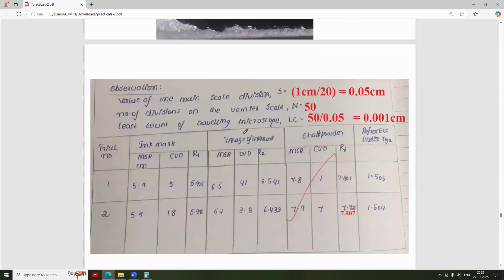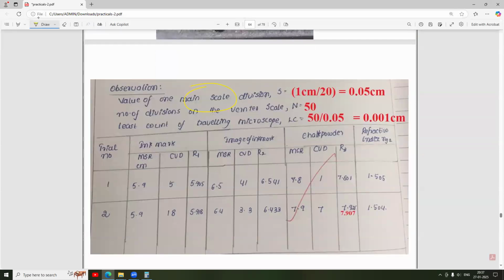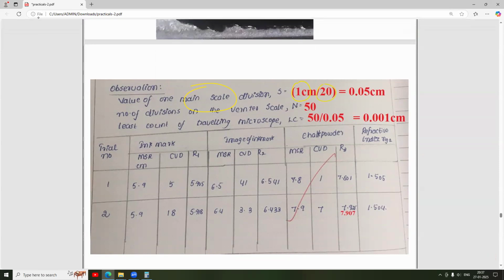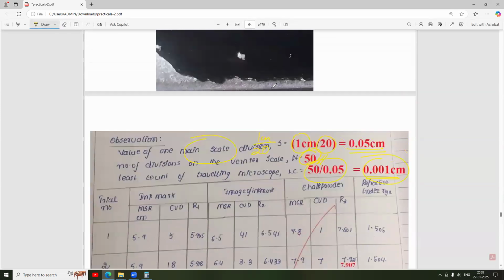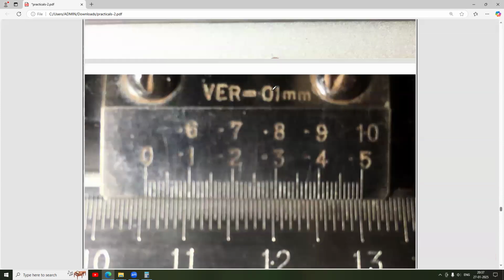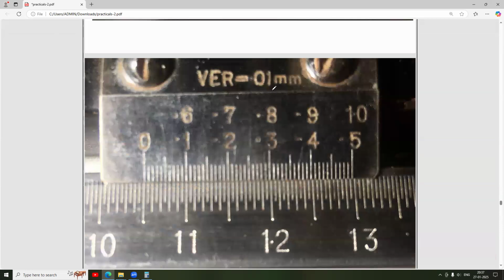So while calculating this least count, you see the value of one main scale division is 1 centimeter divided into 20 parts. So 1 centimeter divided into 20 parts, that is 0.05. The number of vernier scale divisions is 50. 0.05 divided by 50 is 0.001 centimeters. So least count is the value of one main scale division divided by the total number of vernier scale divisions.